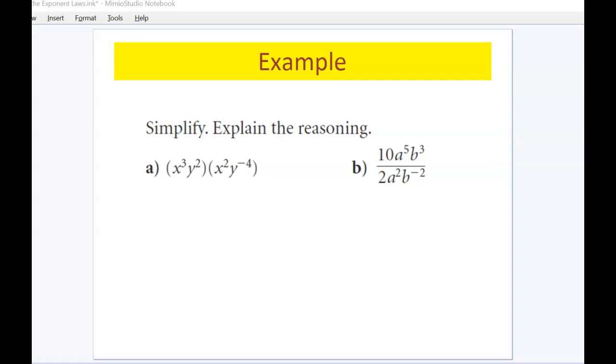In the second part of 4.6, we're going to continue to apply our exponent laws. So let's take a look at some of these examples. In the first case, I have x cubed y squared times x squared y to the negative fourth.